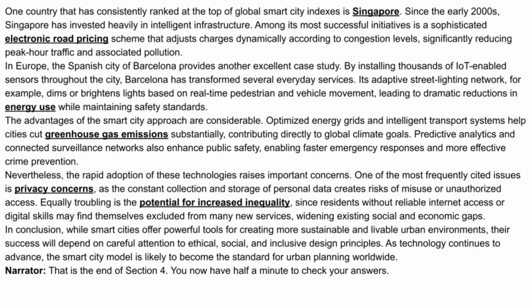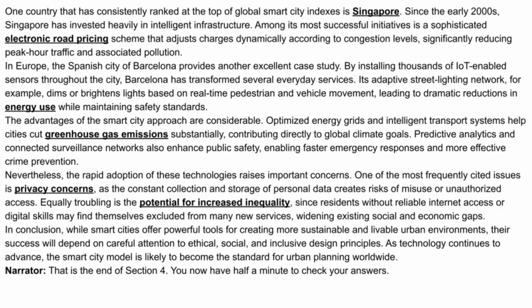The advantages of the smart city approach are considerable. Optimized energy grids and intelligent transport systems help cities cut greenhouse gas emissions substantially, contributing directly to global climate goals. Predictive analytics and connected surveillance networks also enhance public safety, enabling faster emergency responses and more effective crime prevention.